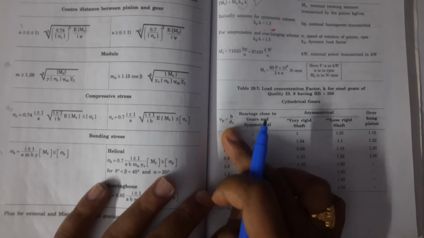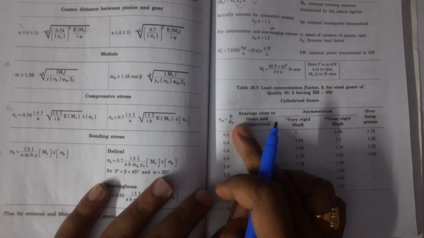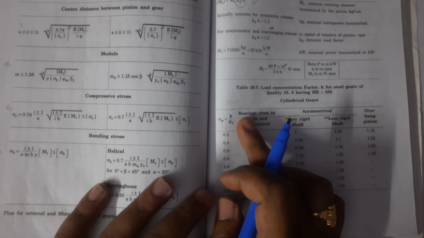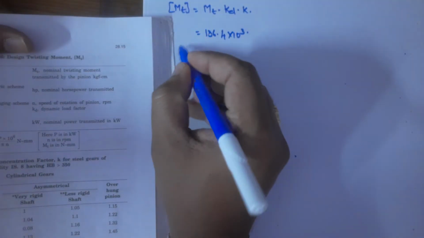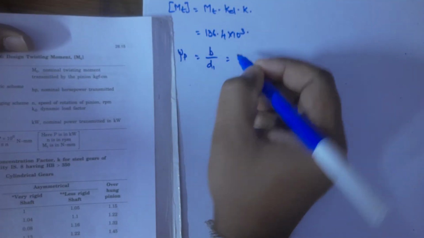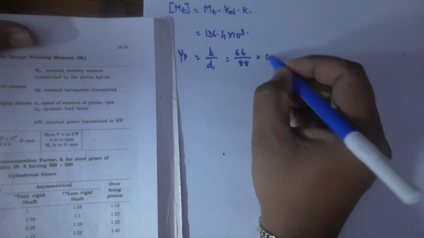So psi p is equal to face width by pitch circle diameter of pinion. So b is nothing but your face width. The face width that we have taken is 66, that is the highest value, and d1 is nothing but your pitch circle diameter of pinion, that is 88. So b by d1, 66 by 88, so I have got an answer of 0.75. So you have got an answer here, 0.8 something.